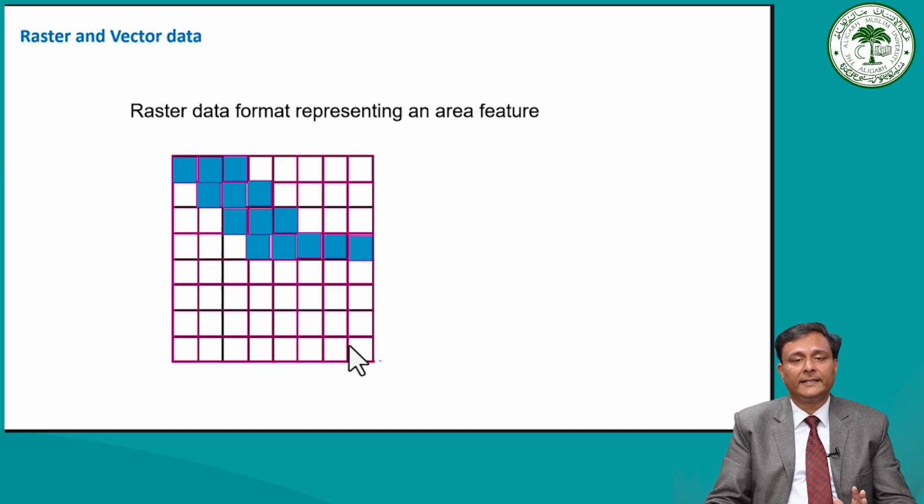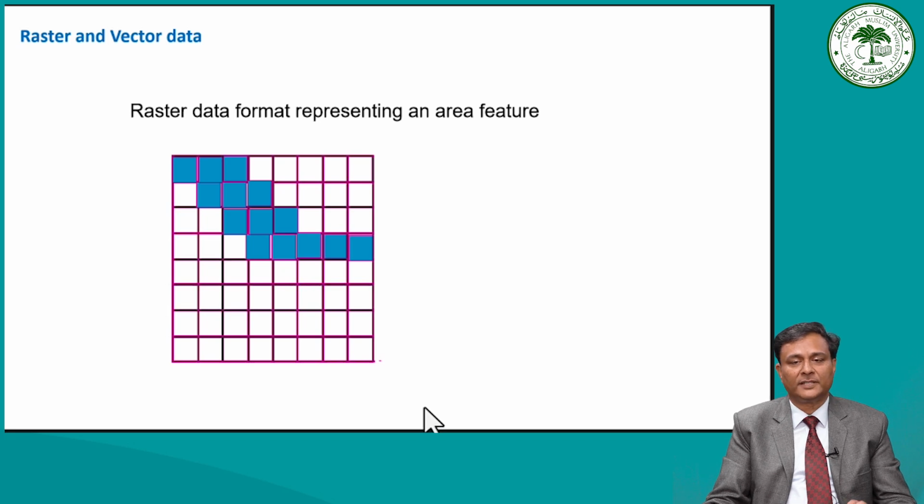An area is delineated by a polygon, but this may be in the vector format. But here it will be represented in the form of a group of pixels which would be representing an area feature. So here an area feature is represented in a series of pixels in this raster data.